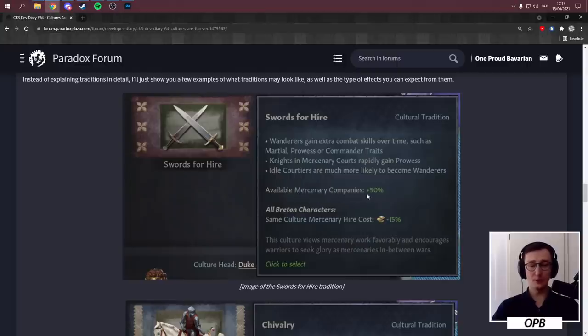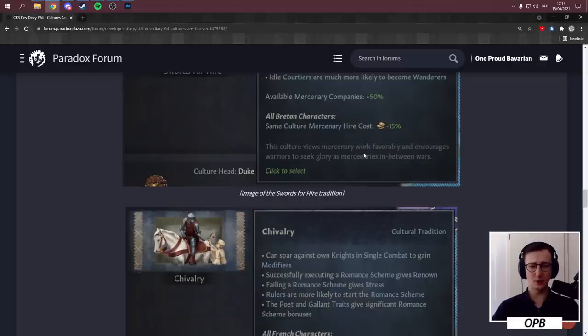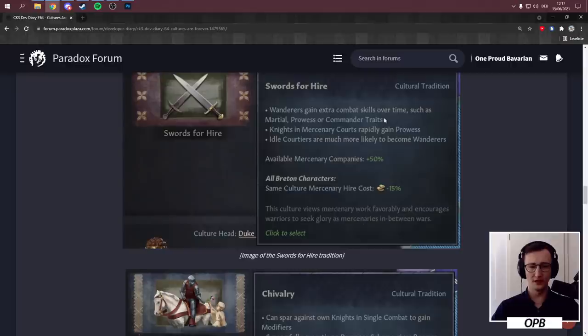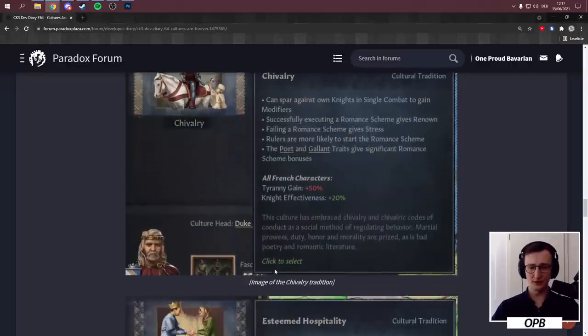Then right here, we have the available mercenary companies plus 50% for all Breton characters. So this is something the Bretons have. Same culture mercenary hire cost minus 15%. This culture views mercenary work favorably and encourages warriors to seek glory as mercenaries in between wars. Very, very cool. Chivalry.